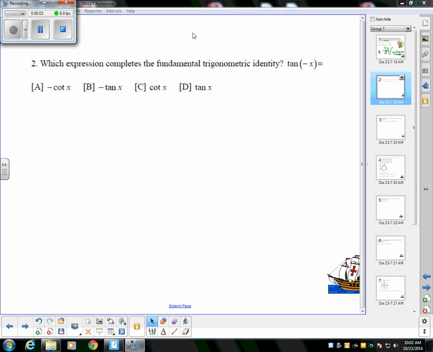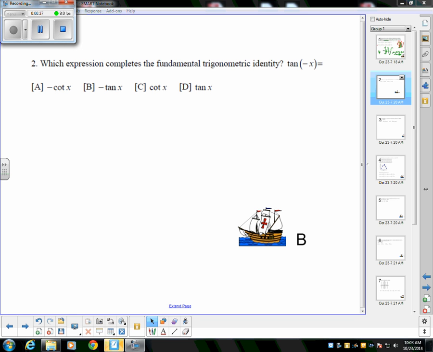Okay. So number 2, which expression completes the fundamental trigonometric identity tan negative x? Y'all think it's B? How many of y'all think it's A? What about B? Okay, a handful of you are. What about C? And what about D? Okay, all right, the correct answer, according to our vote here, is B.